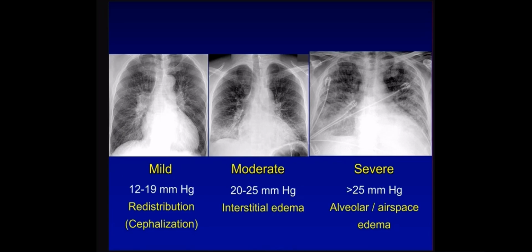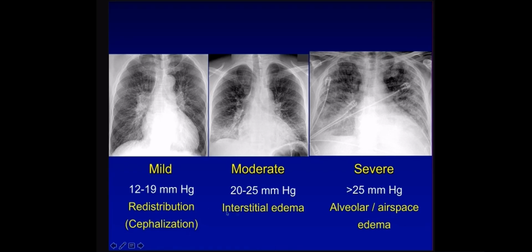You see here three individuals, three separate patients. On the far left, the patient with mild CHF with cephalization. Here the pressure is about 12 to 19 millimeters of mercury. And notice that there are equal numbers of vessels in the upper and lower lung zones. Again, if this is a supine patient, that might be a normal finding, but in an erect or even semi-erect patient, you could look at the prior study and see this as a change and call this evidence of redistribution and suggestive of mild pulmonary venous hypertension.